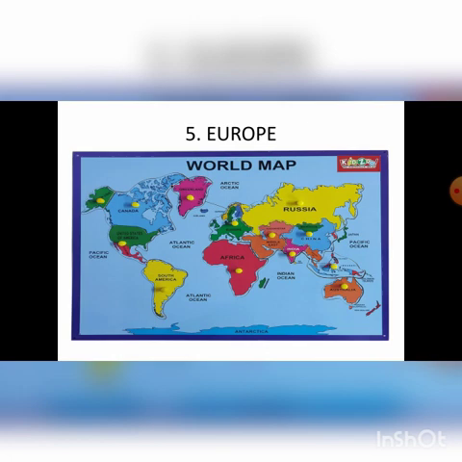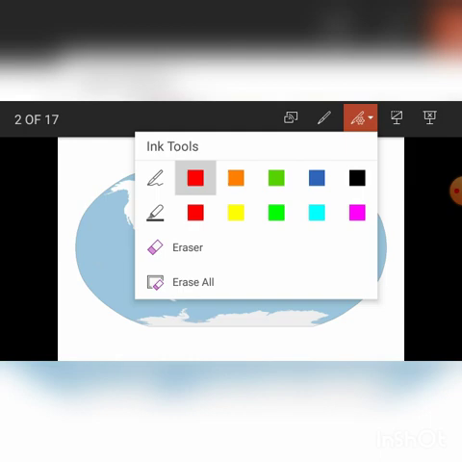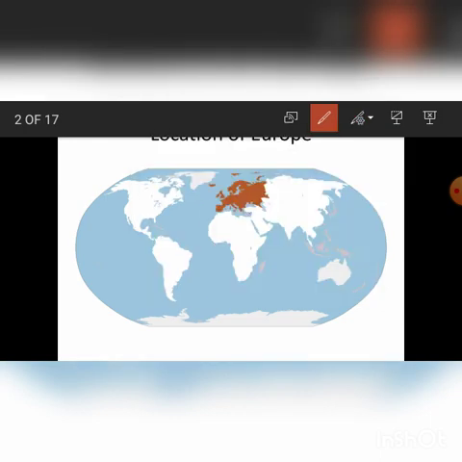Project work. Children, identify Europe and its boundaries on the map of the world. Location. First one, location of Europe. Top of the map. North, south, east and west. In order to find out the location of Europe, see how far it is from India. Identify the boundaries of Europe.